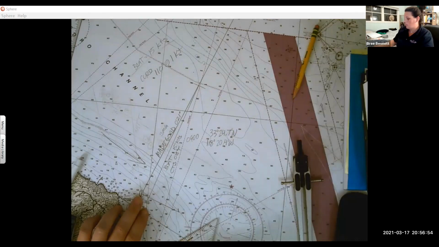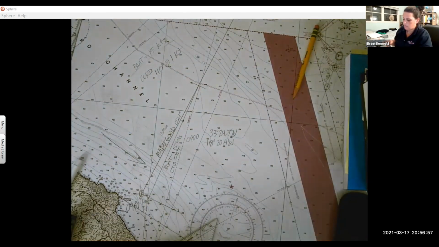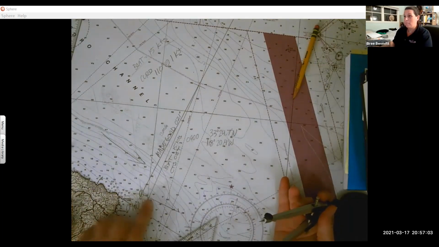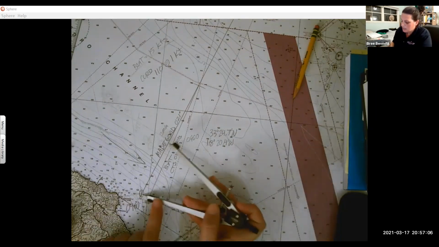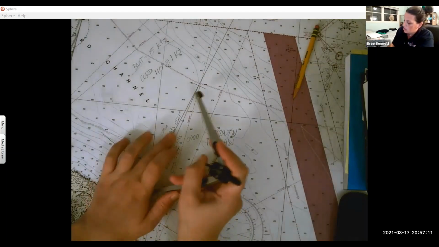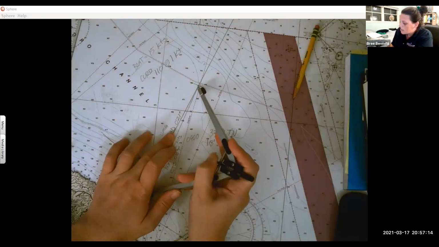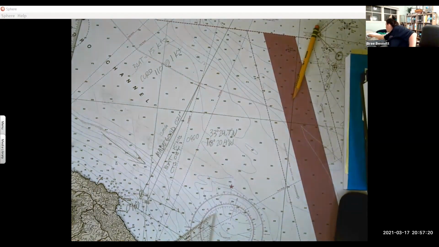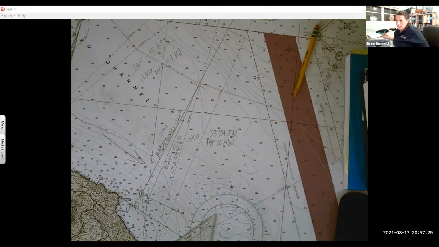So let's measure that speed made good. By looking at it, I can see that my current is pretty much on the beam. So it's probably not going to affect my speed that much, but let's measure it. See if my guess is accurate. I got 7.5. Maybe just a hair shy of 7.5, but I got 7.5.